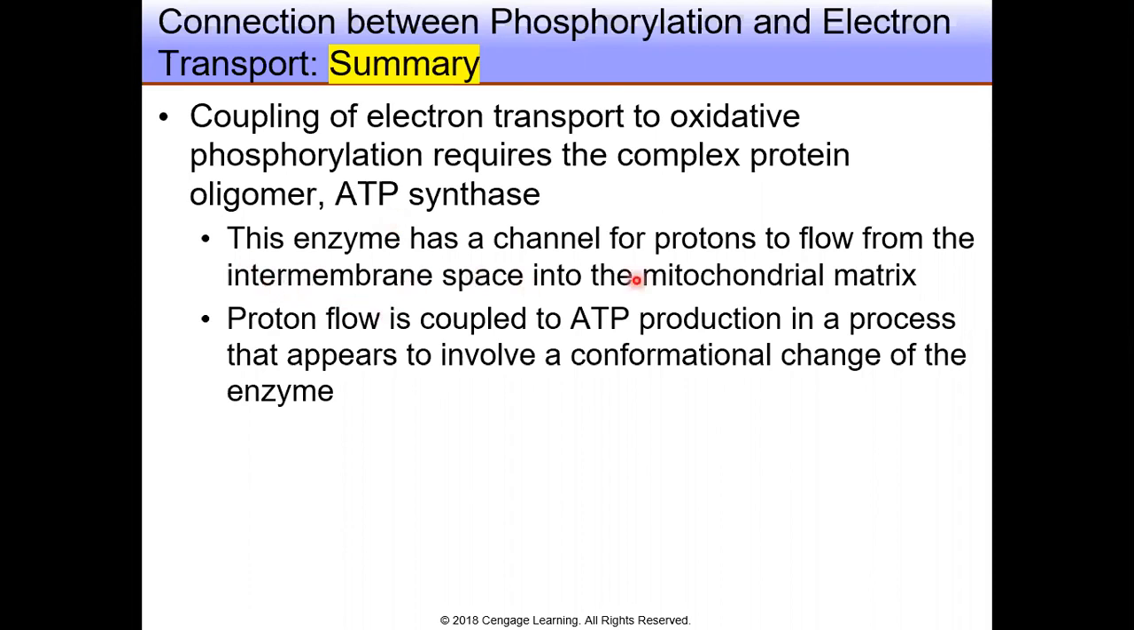Now, this enzyme has a channel for protons to flow from the intermembrane space into the mitochondrial matrix. As I show you, proton flow is coupled to ATP production in a process that appears to involve a conformational change of the enzyme. The first part occurs through the FO unit of the synthase, and the second part occurs in the F1 subunit of the ATP synthase.